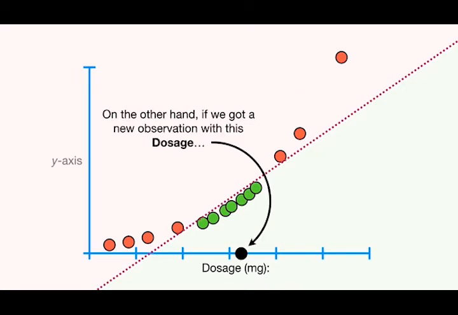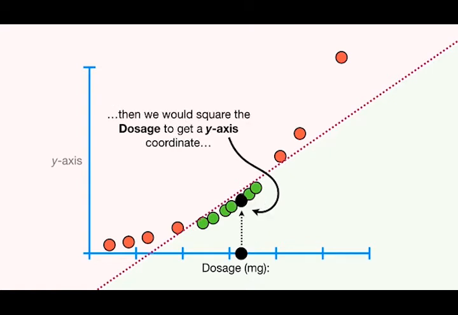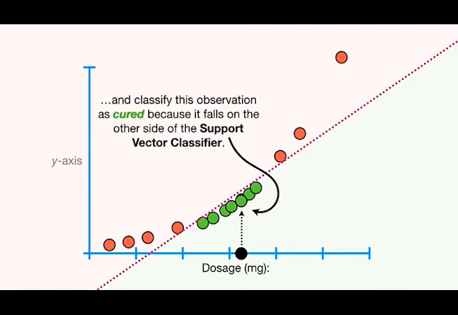On the other hand, if we got a new observation with this dosage, then we would square the dosage and get a y-axis coordinate and classify this observation as cured because it falls on the other side of the support vector classifier.